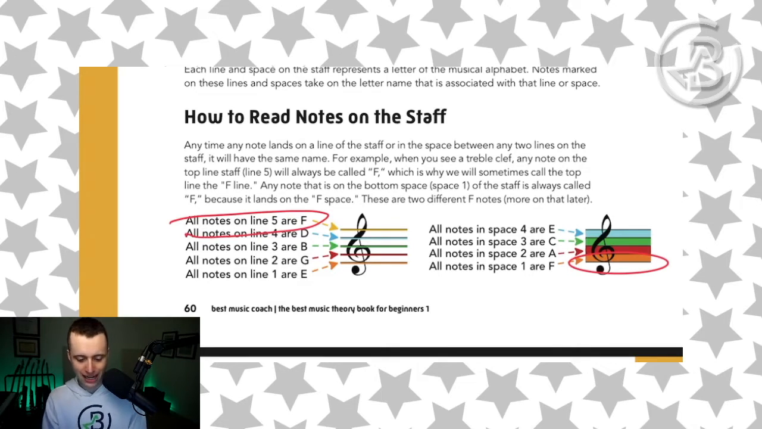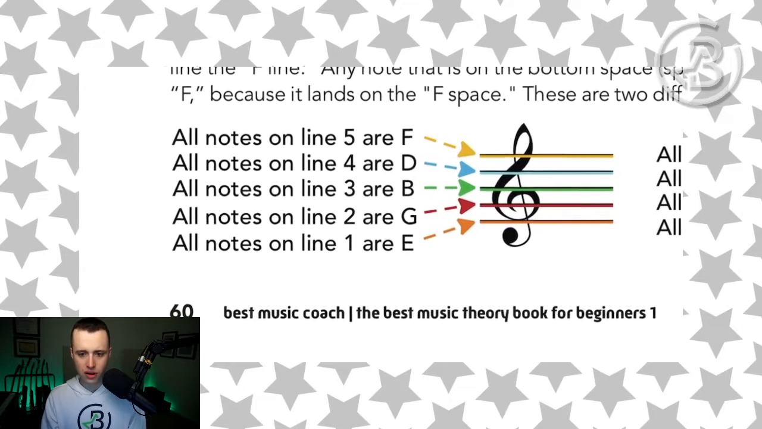We'll get into breaking down the difference between those Fs in the next chapter. For now, just memorize that we have an F that goes in space 1. We also have an F that goes on line 5. So let's take a look at just the notes on the lines.